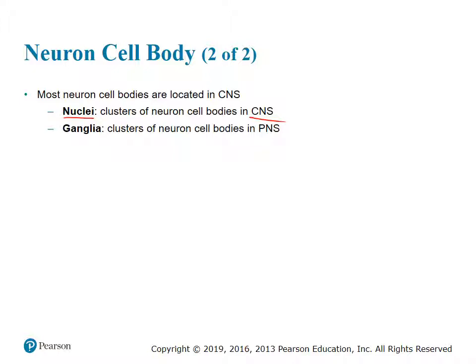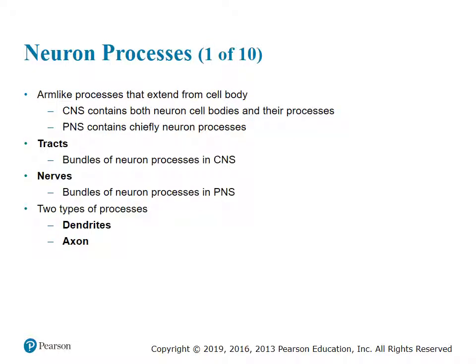If they're found outside the CNS, we call those ganglia, right? Ganglia. Many of them are found directly outside the spinal cord. And there are so many put together that we've got a little swelling or outpouching of the spinal nerve. We'd call that a ganglion. Okay.